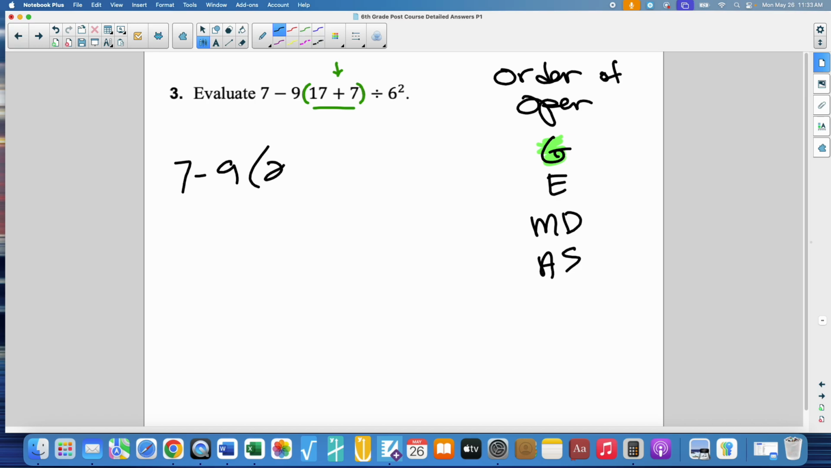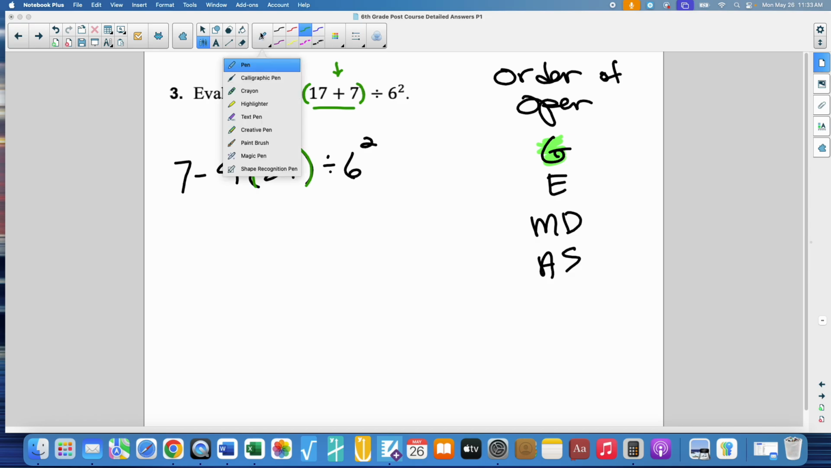17 plus 7 is 24 divided by 6 squared. So there are no more grouping symbols. This is not a grouping symbol anymore. This is not grouping. There's no operations inside there. So this is just showing multiplication.